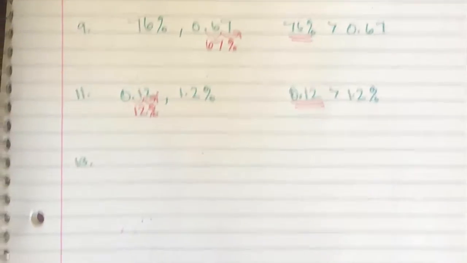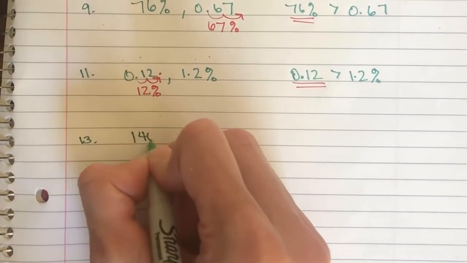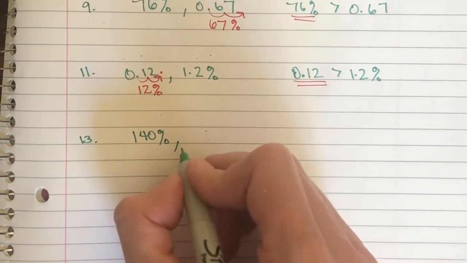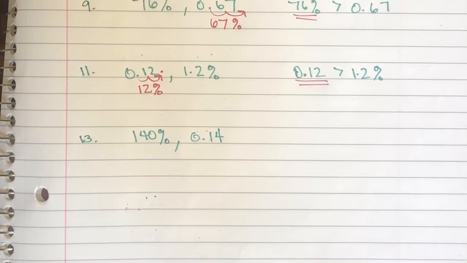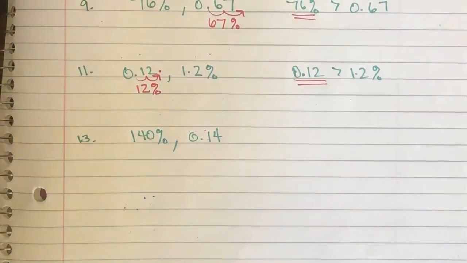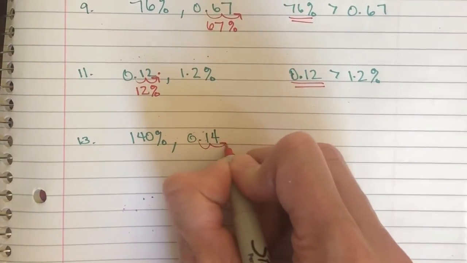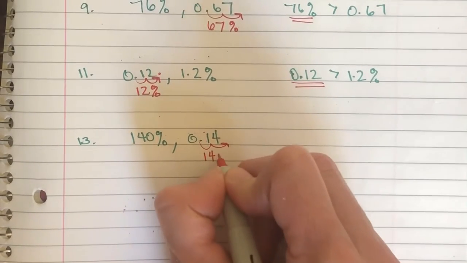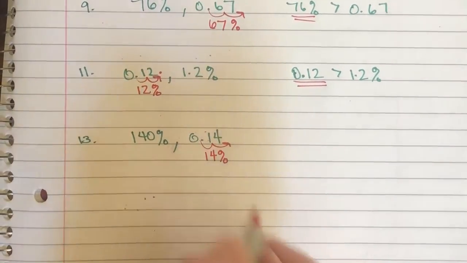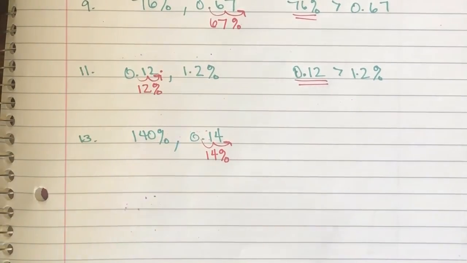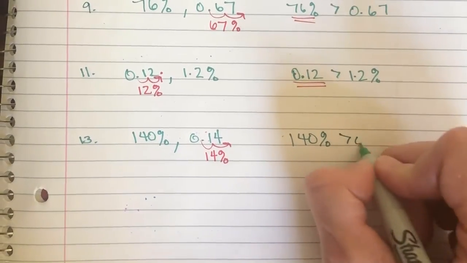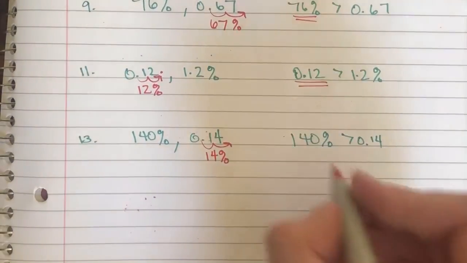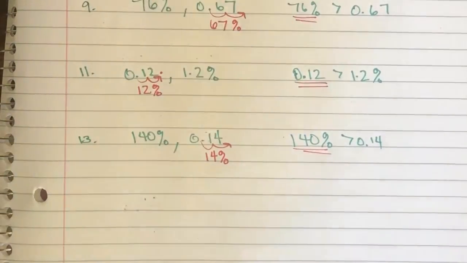13. 140%, and we need to compare that to 14 hundredths. Okay, so let's start by maybe changing this to a percent. So we get 14%. Well, 140 is much bigger than 14%. So 140% would be the greater number. It's greater than 14 hundredths. So again, 140% is our greater number.